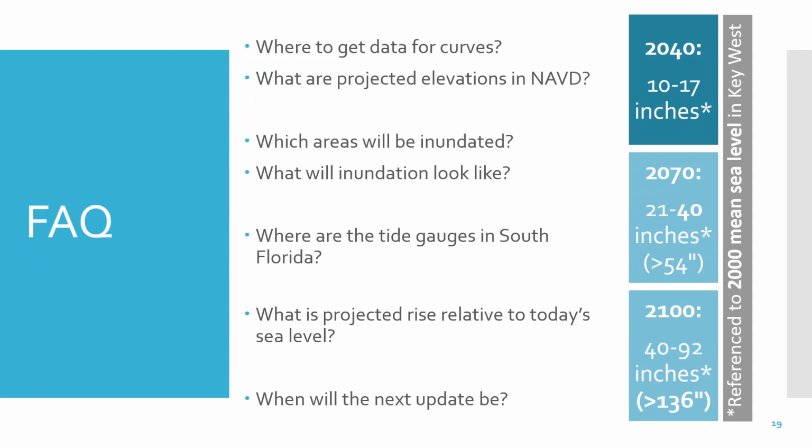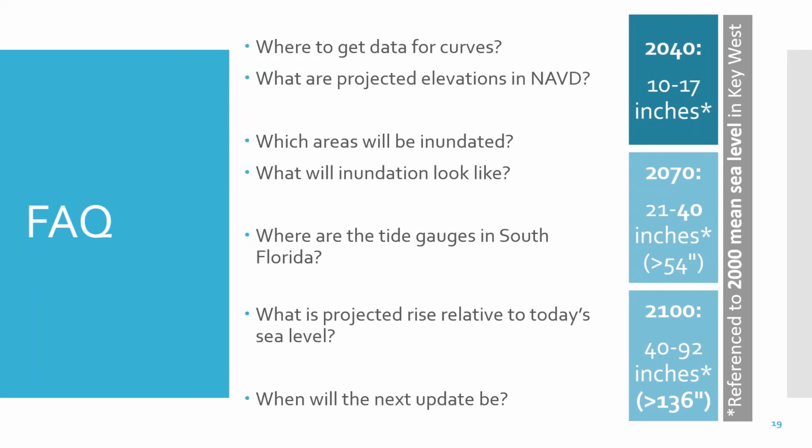What are projected elevations in NAVD? This is listed in the guidance document. For example, in 2040, the projected elevation of mean sea level is 0.6 NAVD. In 2070, it's 2.5 NAVD based on the NOAA Intermediate High curve. And in 2120, it's 10.5 feet NAVD based on the NOAA High curve.